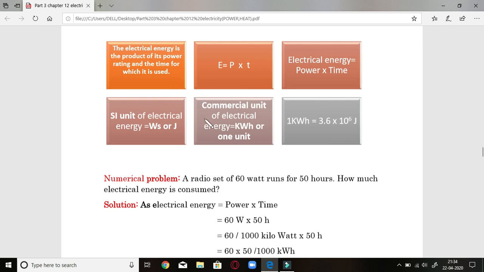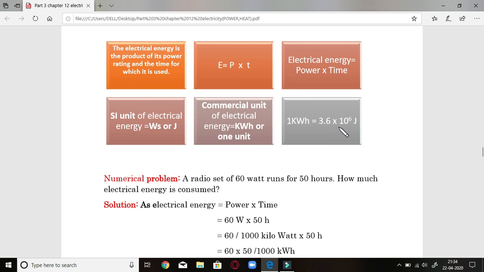This is a compiled chart for electrical energy, which is a product of its power rating and the time for which it is used. This is the definition of it. The formula is E is equal to P into T: electrical energy is equal to power multiplied by time. SI unit is joule or watt second. Commercial unit is kilowatt hour or 1 unit. 1 kilowatt hour is 3.6 into 10 power 6 joules. I hope this is quite helpful for your learning process.